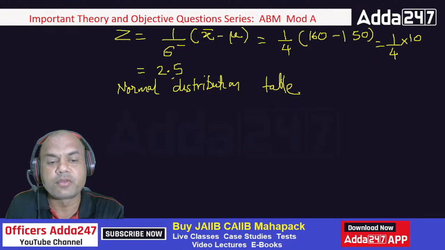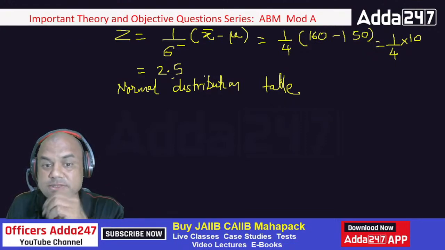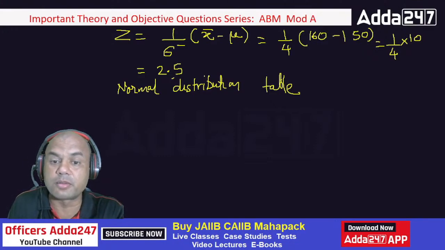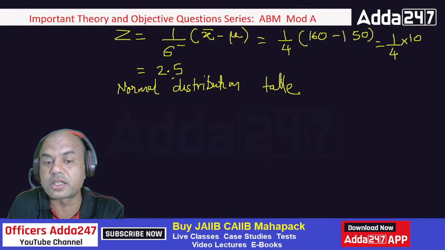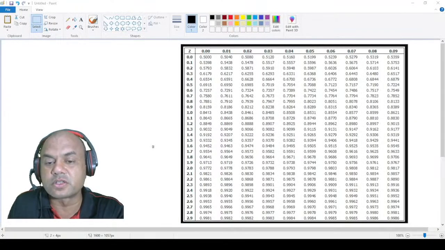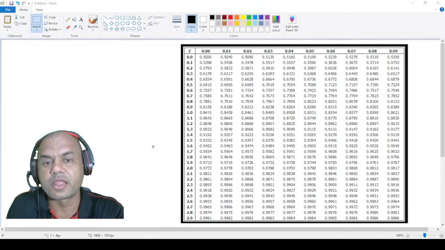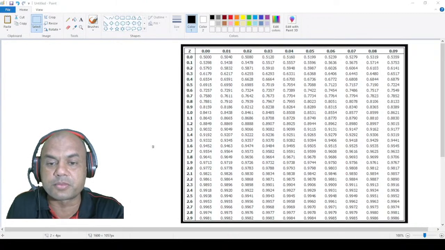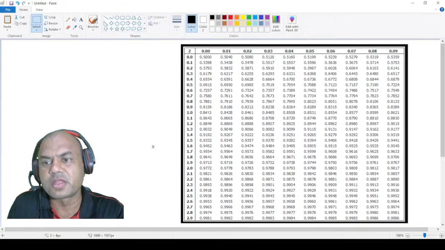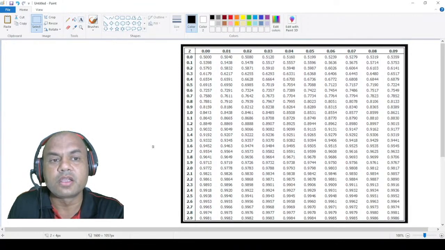We go to the normal distribution table. You will be given this in the exam. If they ask you this question, they'll definitely give this in the exam. So this is known as the normal distribution table. I have downloaded it from the internet. You can get it on Google anytime. Here, the values of Z are given everywhere.